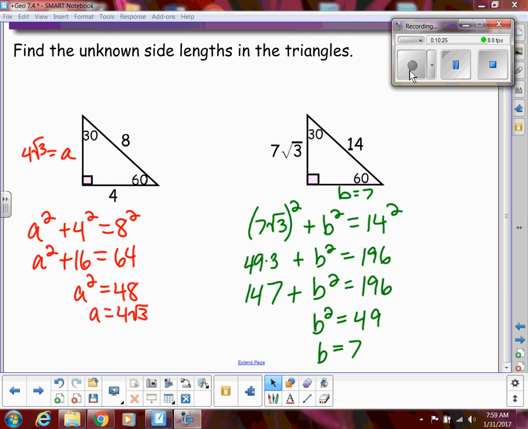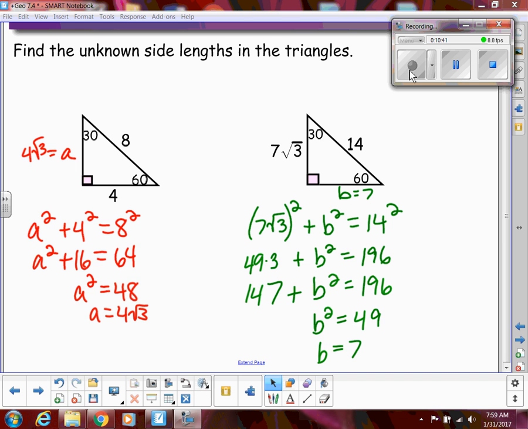Okay, so I have done my Pythagorean theorem. Let's look at the one on the left. You should have gotten that that other side length was 4 times the square root of 3. That was just straight Pythagorean theorem. Make sure you simplify the square root of 48.